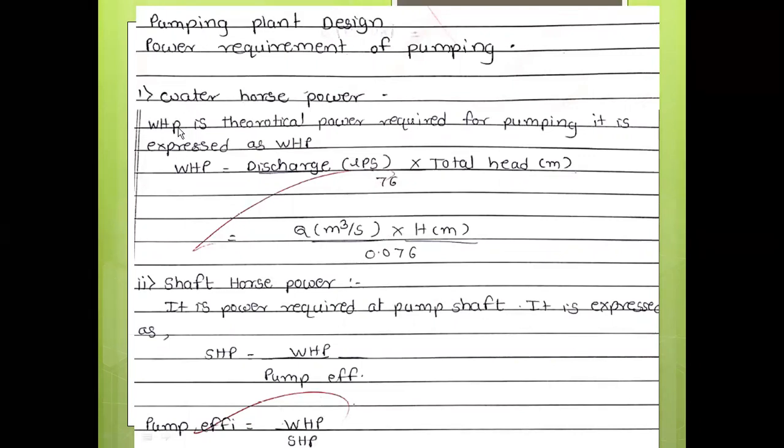Now the pumping plant design and the power requirement for pumping. First, water horsepower. The water horsepower is the theoretical power required for pumping. It is expressed as WHP. WHP is equal to discharge in liter per second into total head in meter upon 76, that is Q into H upon 76.